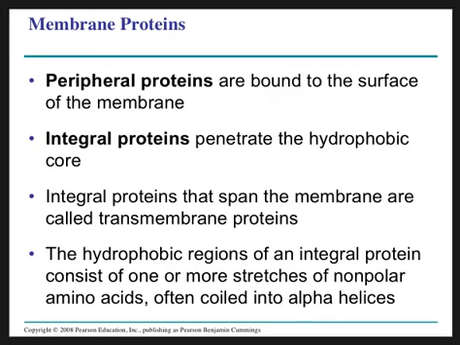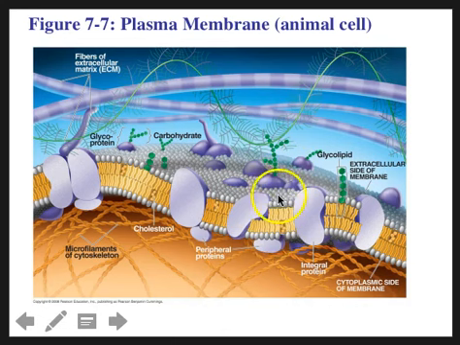So let's talk about those proteins. We name them based on their location. One type are peripheral proteins and the other are integral proteins. Peripheral proteins are bound to the surface of the membrane. They don't cross the entire distance. This is not peripheral. This is. See these guys? They're bound to the surface. So these are peripheral proteins.